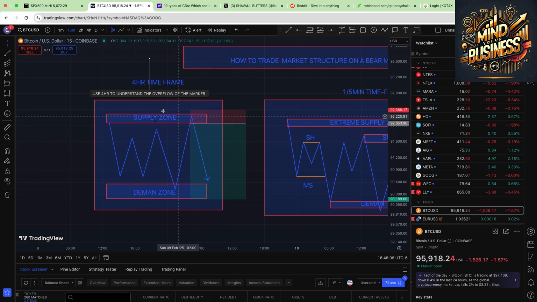So this trade right here will go on for a couple of days. But like I said, this is for the 4 hours. This is for the long-term investors who want to hold it for 2-3-4 days, which is fine. Whatever preference you want, that is how you would trade the market structure, just using the 4 hour time frame.